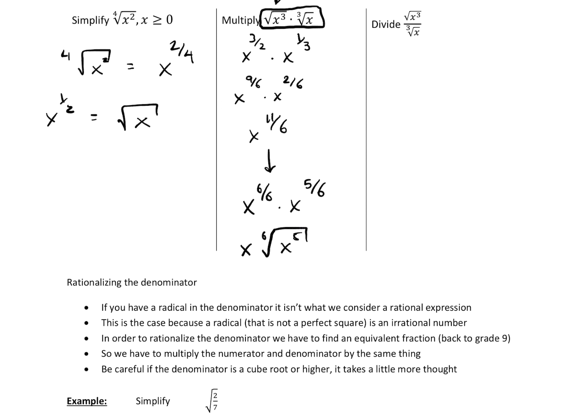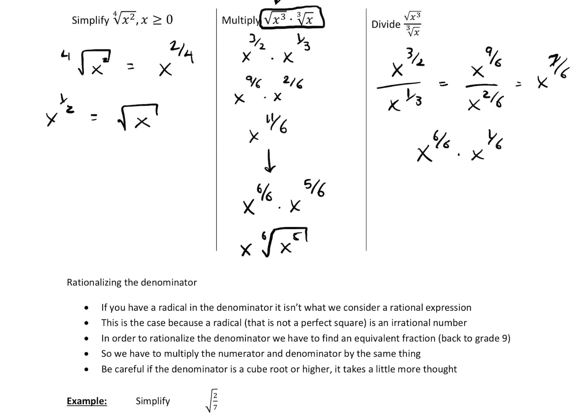Division, similar setup, but now we're dividing. So you have x to the 3/2 over x to the 1/3. So again, we're going to get a common denominator. It's going to be x to the 9 over 6 over x to the 2 over 6. But now we're subtracting, so you get x to the 7 over 6, which is x to the 6 over 6 times x to the 1 over 6. So that is just x times the 6th root of x.